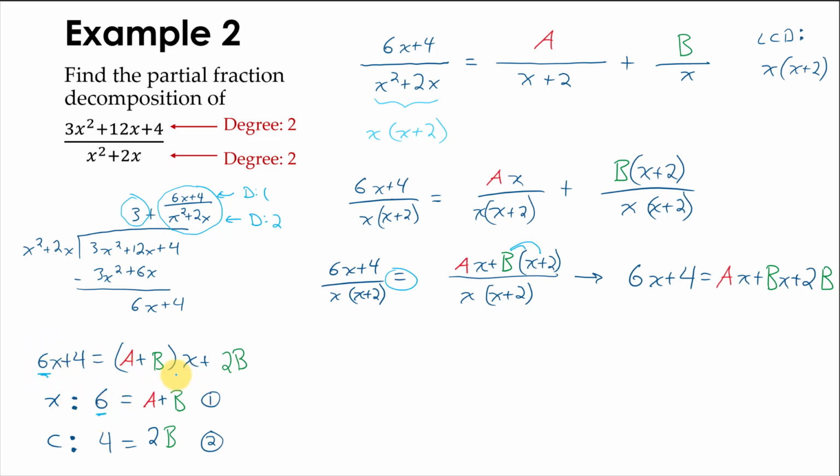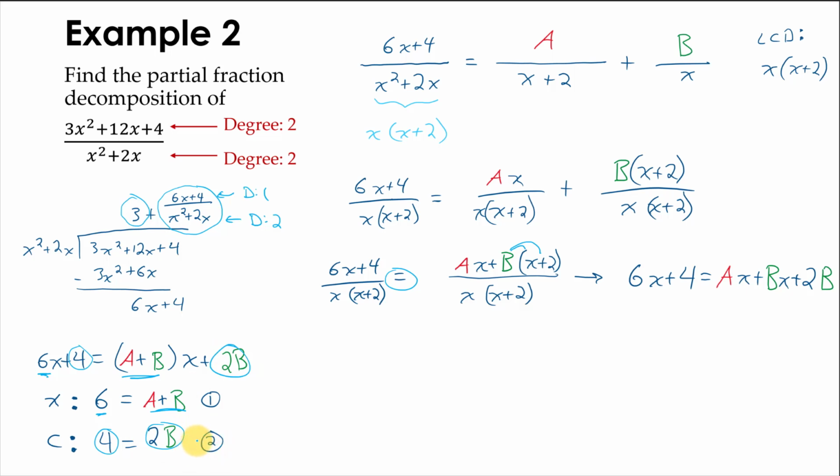Okay, and then the coefficient for this x, I've got a plus b, so a plus b here. That's my first equation. And then for my constants, I've got a positive 4, so I'm going to set positive 4 on that left-hand side. And then 2b is a constant itself, so that's where we get 2b here for my second equation.